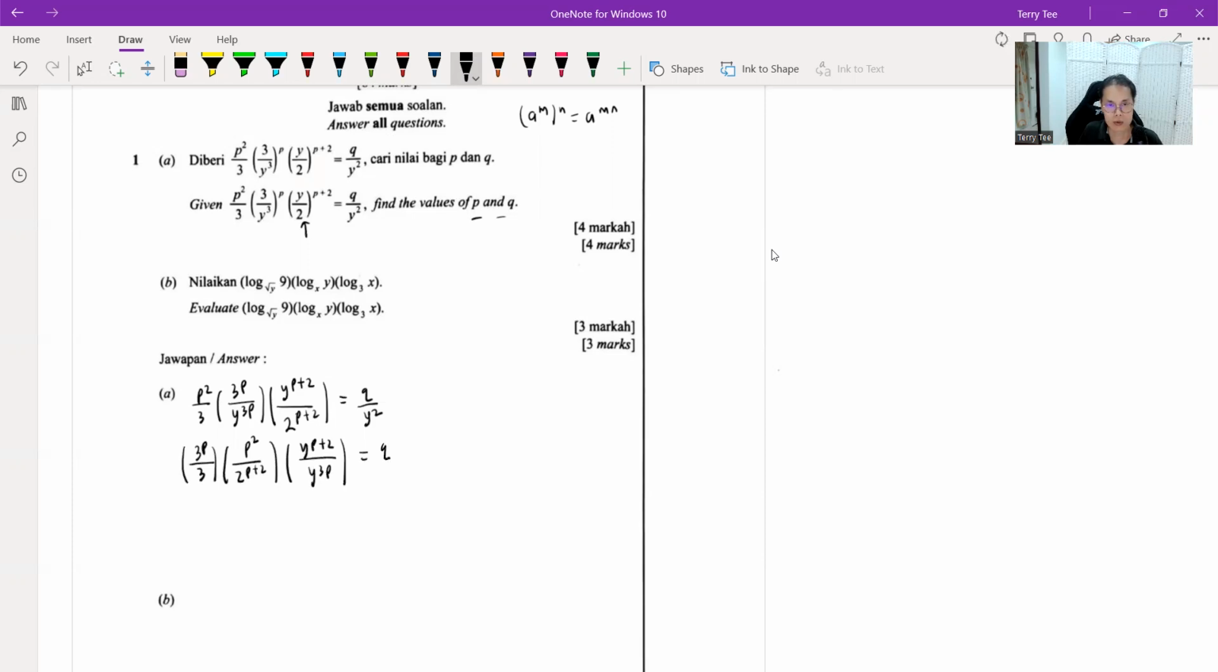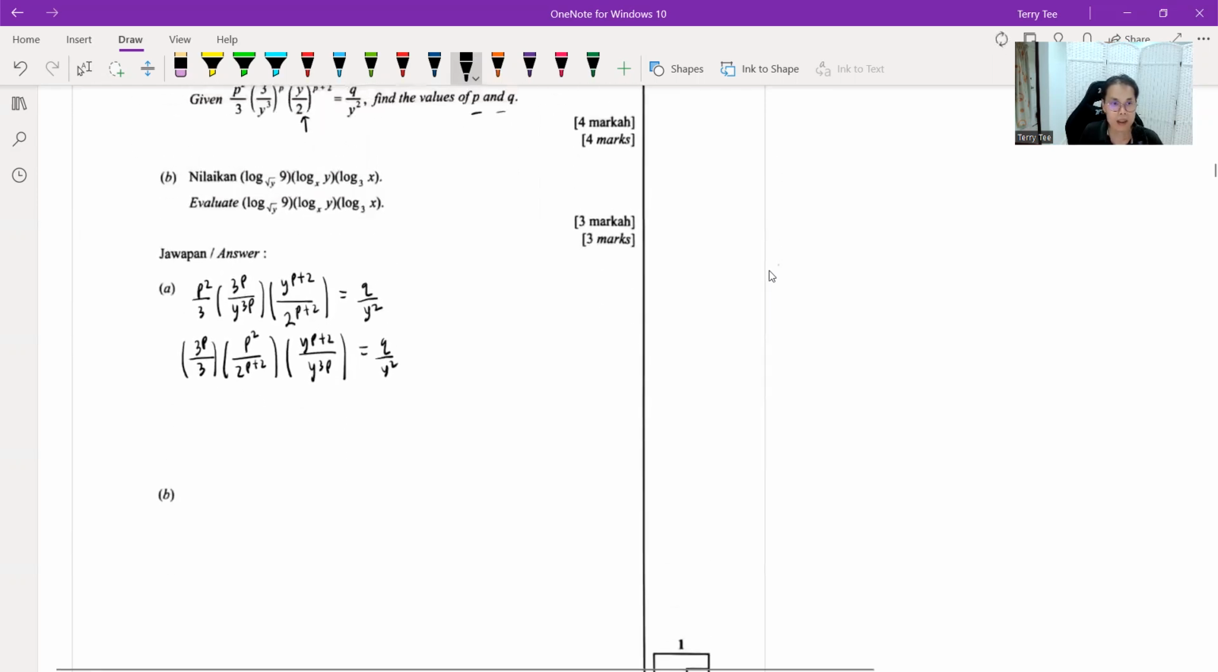So what we want to do is to simplify this whole thing. I'm going to simplify this whole expression, and we can see that when you divide A power M divide A power N, we minus the power. So in this case, 3 power P minus 1. And you keep your P squared and your 2 power P plus 2. When you divide the Y, also you minus power. But however, please take note, your Y on the right-hand side is written below. So therefore, I prefer to bring the Y power P plus 2, I bring it down. So when you bring it down, it becomes 3P minus P minus 2, right? And this is now Q over Y squared.